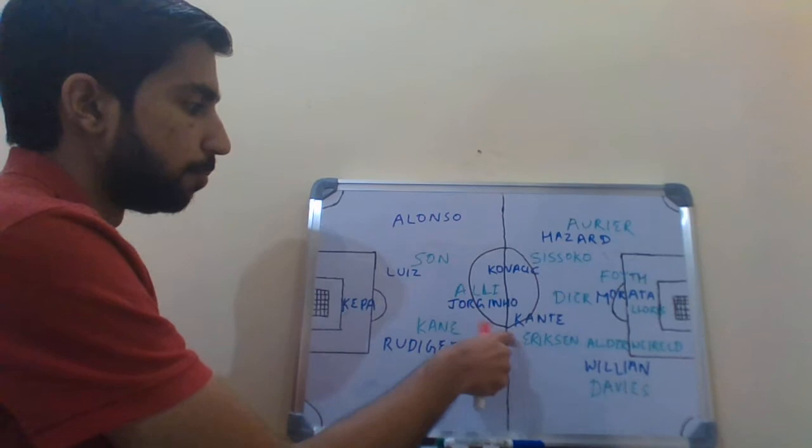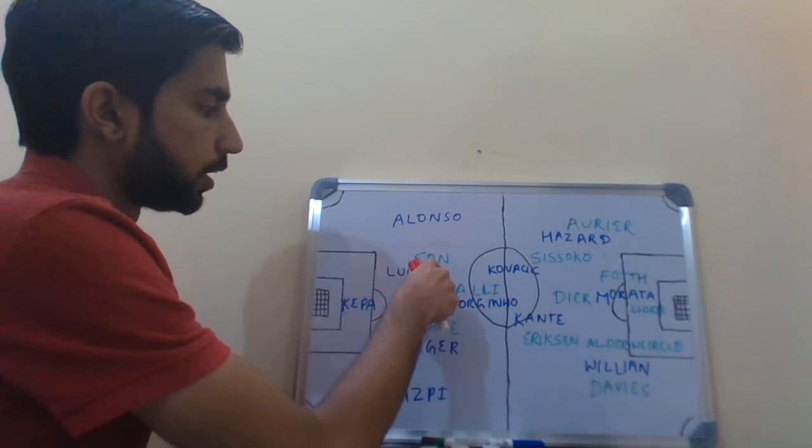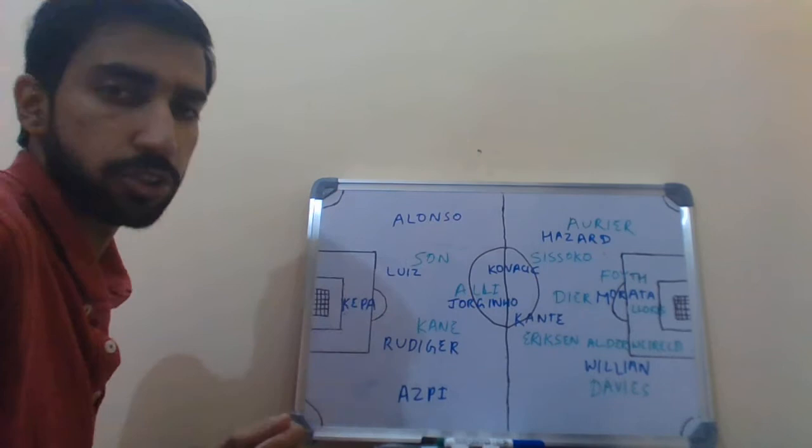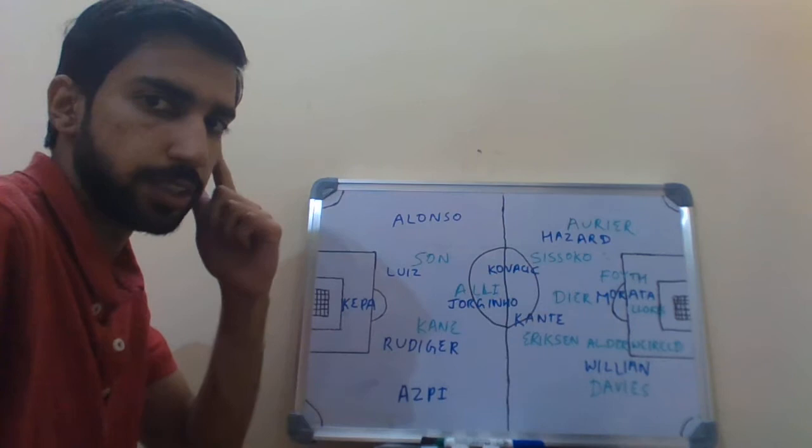And Dele Alli is a number 10. Son and Kane were the two strikers. Son was a supporting striker, Harry Kane the lead striker. For Chelsea, they had Kepa in goal, Azpilicueta at right back, Rudiger and Luiz as a centre-back partnership, Marcos Alonso at left back, Jorginho as a number 6, flanked by Mateo Kovacic and N'Golo Kante. The front line consisted of Eden Hazard, Alvaro Morata and Willian.